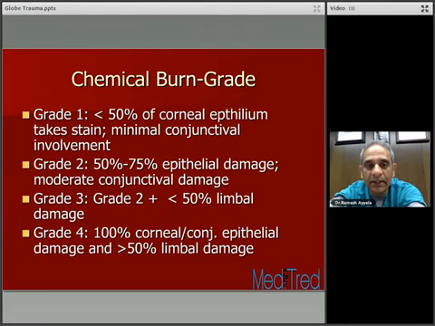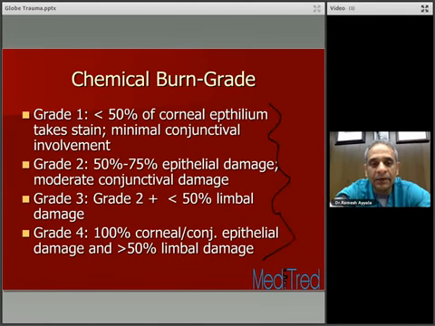How do you grade the chemical burn? Grade 1, less than 50% of the corneal epithelium takes stain, with minimal conjunctival involvement. Now, I should add that you should follow the current grading system that is given in your BCSC book. There is a variety of gradings of these chemical burns. This is one way, where you look at the corneal epithelium and the conjunctival involvement.